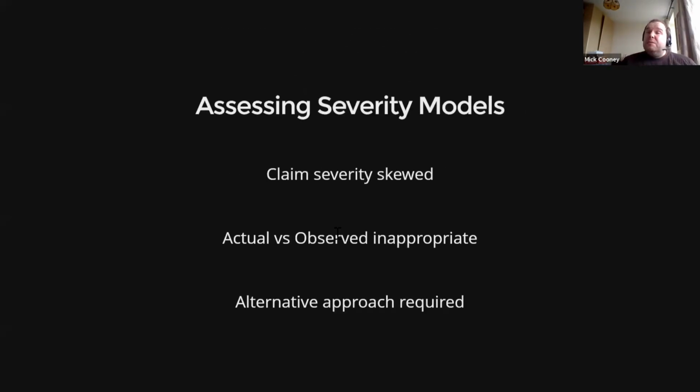And in terms of the severity model, because it's such a skewed distribution, the actual versus the observed is a bit inappropriate. When you've got a big, long skewed distribution, a relatively small change in the probability mass can mean a very, very big difference in the severity. So actual versus observed isn't necessarily very proper, and that was also why we saw such bad plots earlier. So we're going to need to do something else.